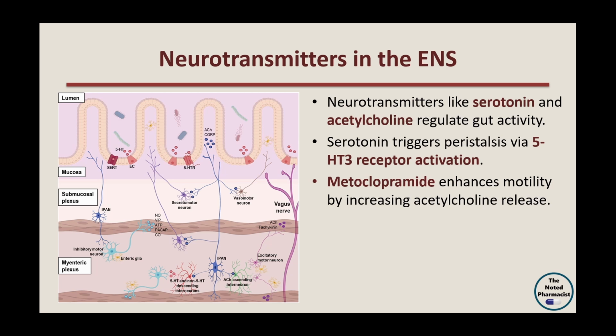Neurotransmitters like acetylcholine and serotonin play a crucial role in the ENS, influencing motility and secretion through excitatory or inhibitory actions. We will look at these neurotransmitters in more detail in the later sections. So for instance, serotonin, 5-HT, activates 5-HT3 receptors on sensory neurons, promoting peristalsis. A practical application of this is the use of metoclopramide, a dopamine antagonist, which enhances gut motility by increasing acetylcholine release at the myenteric plexus, providing symptomatic relief in gastroparesis.